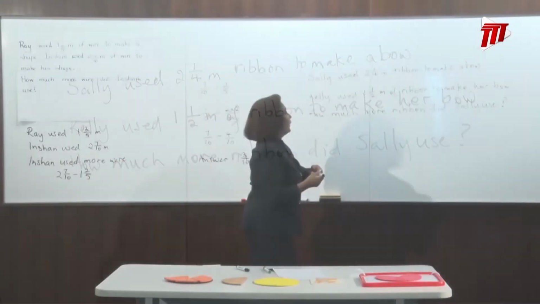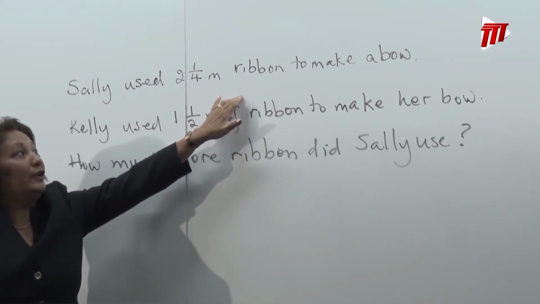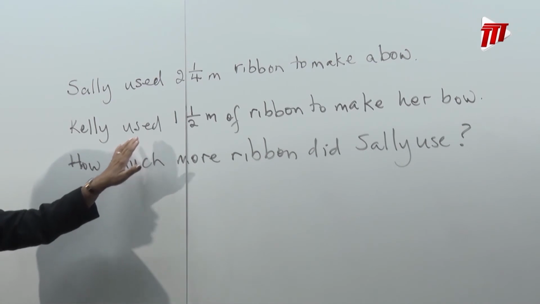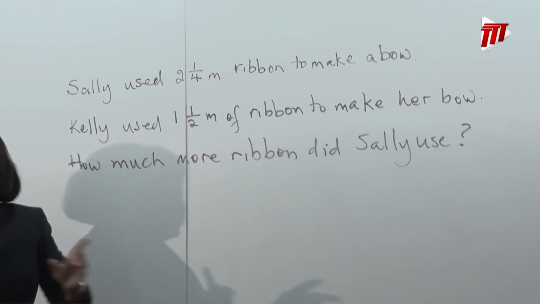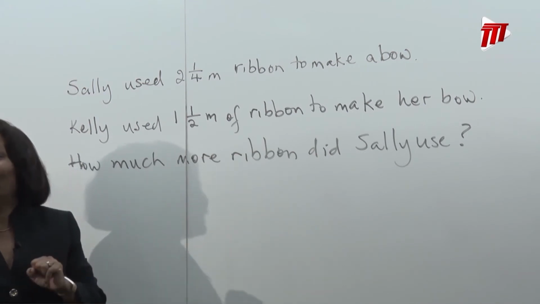Okay, so we're reading the question. Sally used 2¼ meters of ribbon to make a bow. Kelly used 1½ meters of ribbon to make her bow. So these two girls are making their bows. How much more ribbon did Sally use?